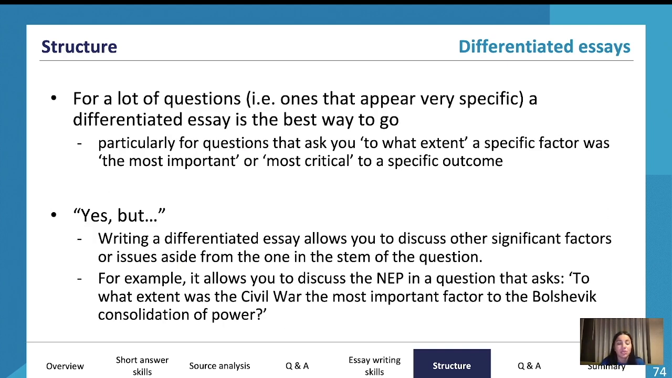Now, we're going to talk about differentiated essays, because sometimes they'll give you 'to what extent was this specific factor,' or 'to what extent was the New Economic Policy the most critical to a specific outcome,' or the most important. And it's asking which one factor of the entire dot point, which mentions multiple factors, is the most important. So this is when you argue this 'yes, but,' and you say yes, it was important, but was it the most important? So for example, if it says, to what extent was the Civil War the most important factor to the Bolshevik consolidation of power? You can say it was an important factor.